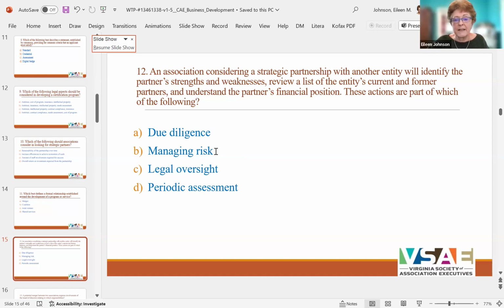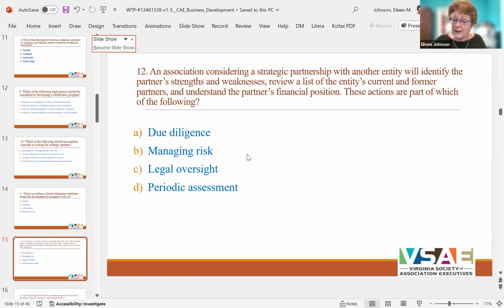And maybe it is because looking at their current and former partners is not usually part of due diligence. That goes more to reputational risk, possibly. So it could be that legal oversight is the highest answer, the broadest answer with respect to the options that they gave us.